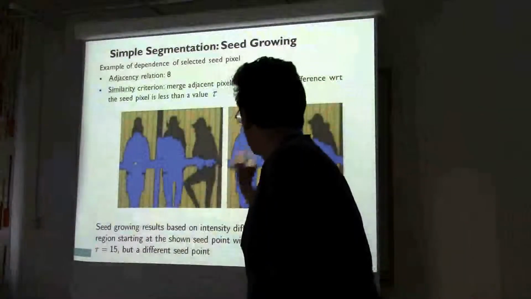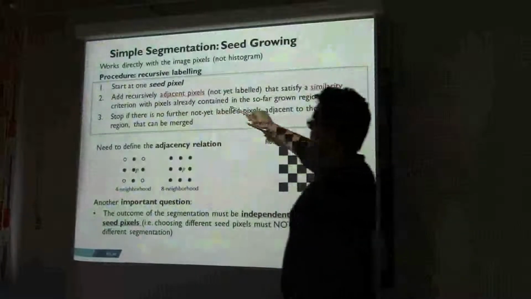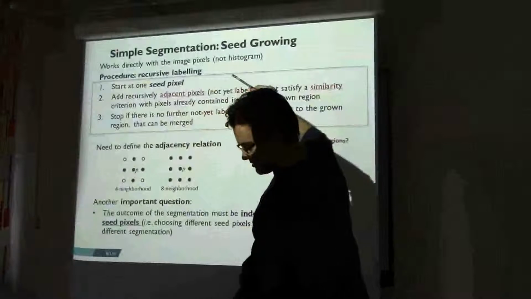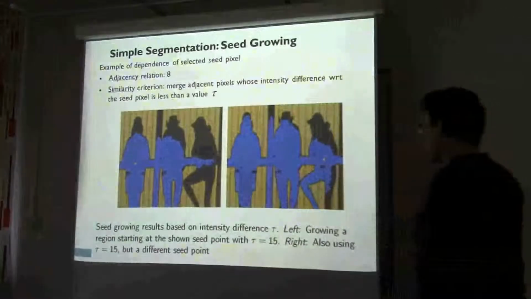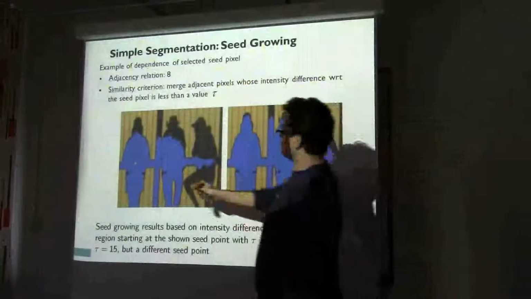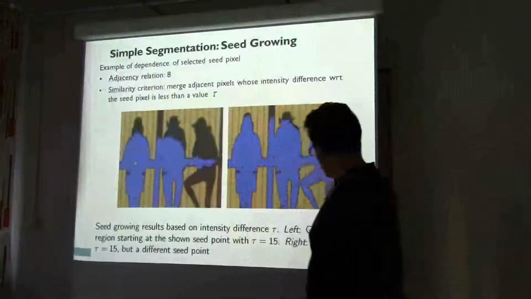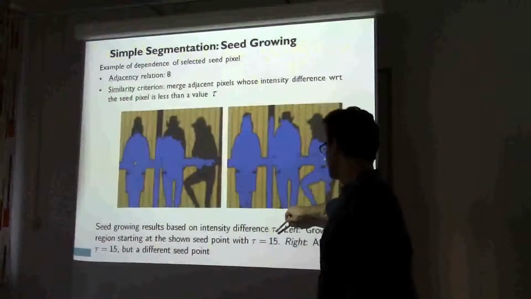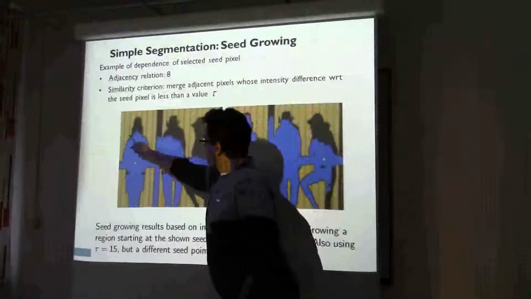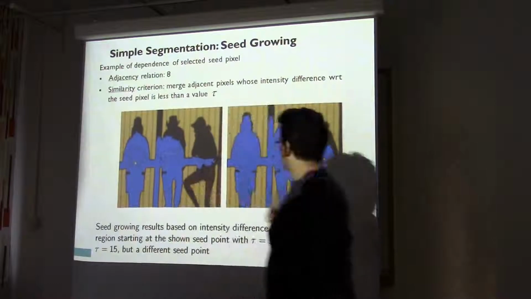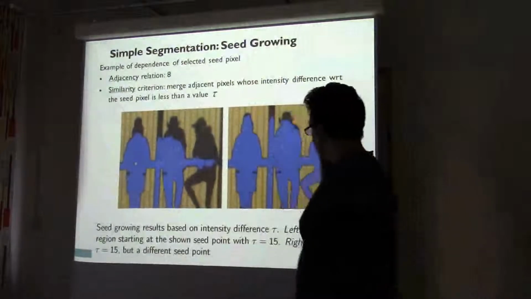And another issue with this algorithm is that the outcome of the segmentation must be independent of the initial pixel that you see. So in this example, if you start here and you stop when the difference between this pixel and the next pixel is above 15, I think, you start to grow until you find pixels with gray level higher than 15. If you start to grow here, your algorithm stops here. Then if you start to grow at this point here, you get different regions.